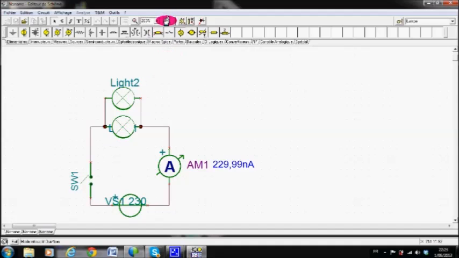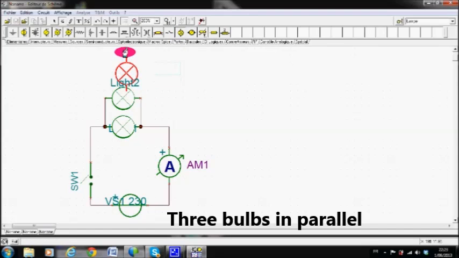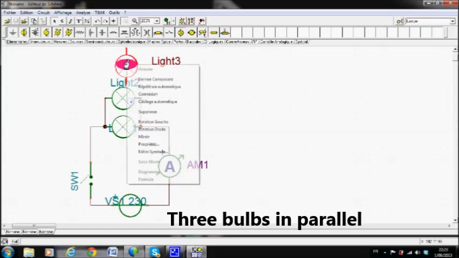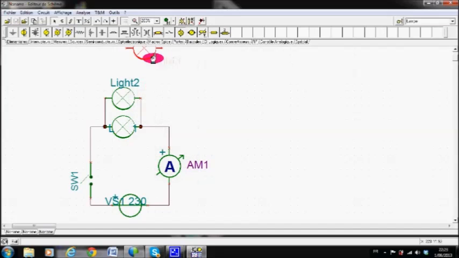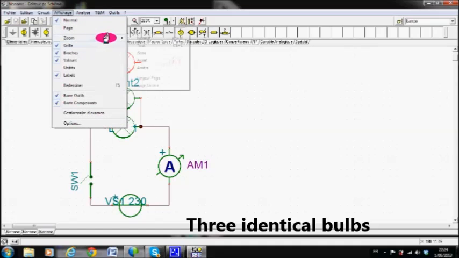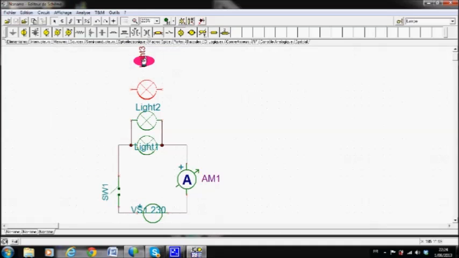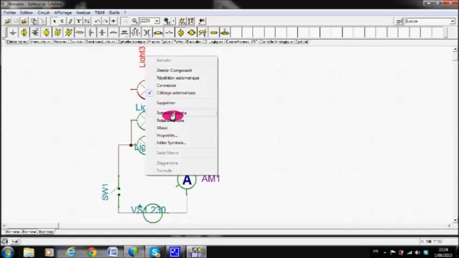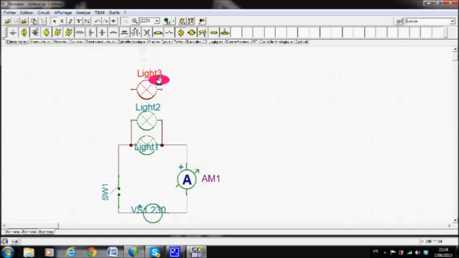So I will use another light bulb. Okay, I turn it, so it will be the third one, always in parallel, and you will see what the difference is. There will be no difference. So this is the third, my third light. This is the second one.